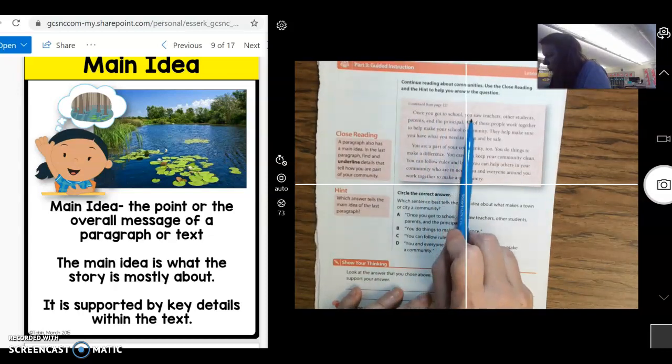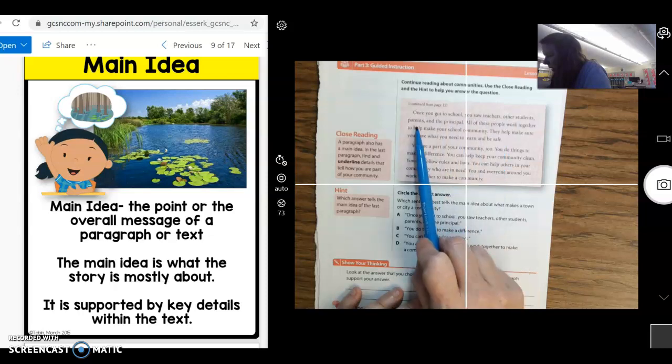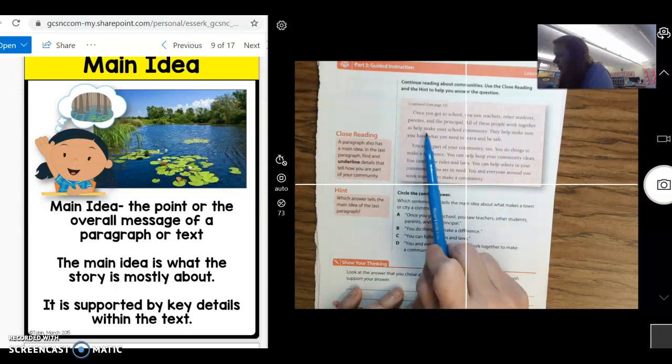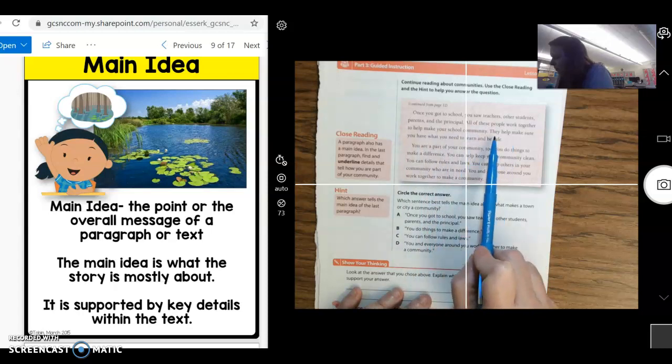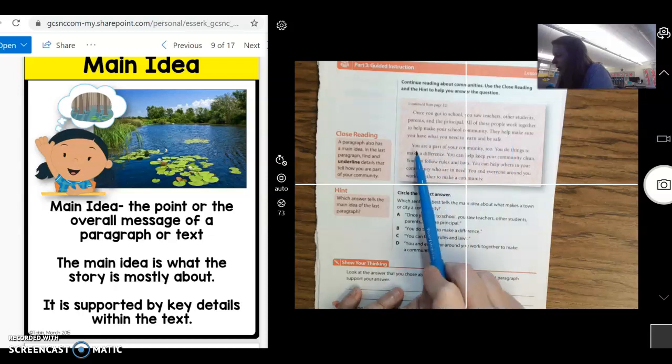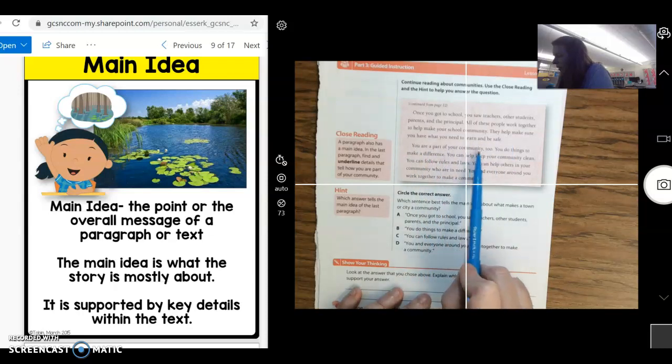Once you got to school, you saw teachers and other students, parents, and the principal. All of these people work together to help make your school community. They help make sure you have what you need to learn and be safe. You are a part of your community too. You do things to make a difference.